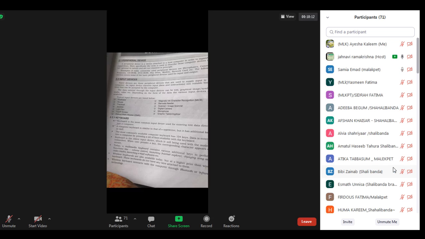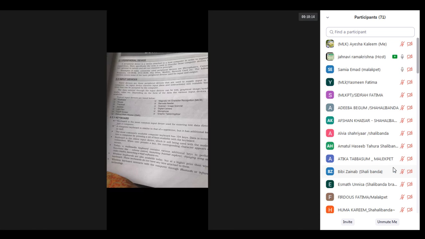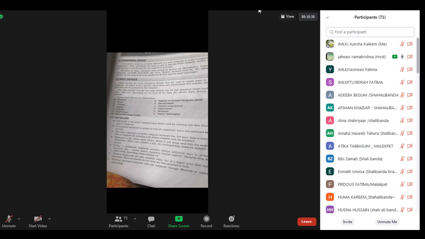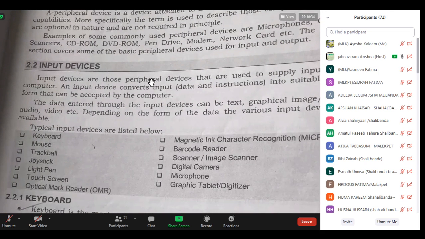Yes, girls, the prominent one is the keyboard. You could see many input devices like magnetic ink character recognition, the barcode scanner, digital cameras, microphones, mouse, joystick, light pen, touch screen, OMR, optical mark reader. Many are there, but we'll try to learn a few of them, which we see in our day-to-day life.